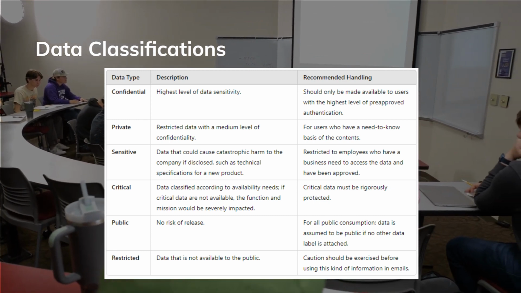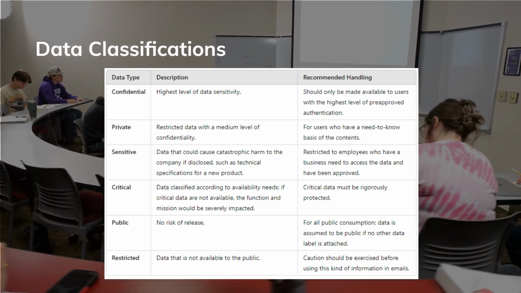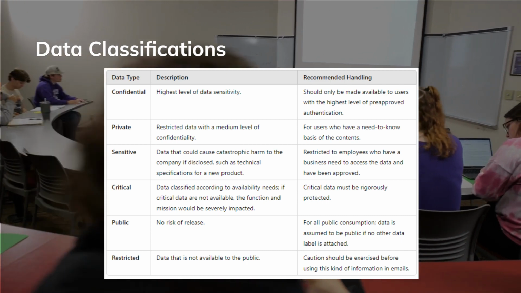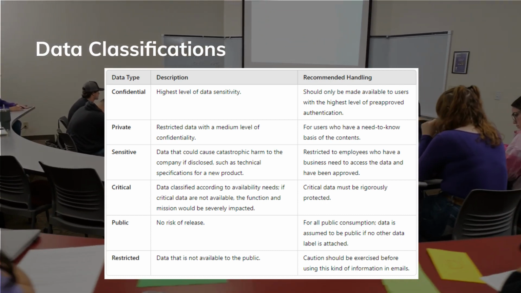Public data. Since there is no risk associated with the release of public data, it can be freely shared and accessed by anyone. Public data does not require special handling but should still be accurate and reliable.